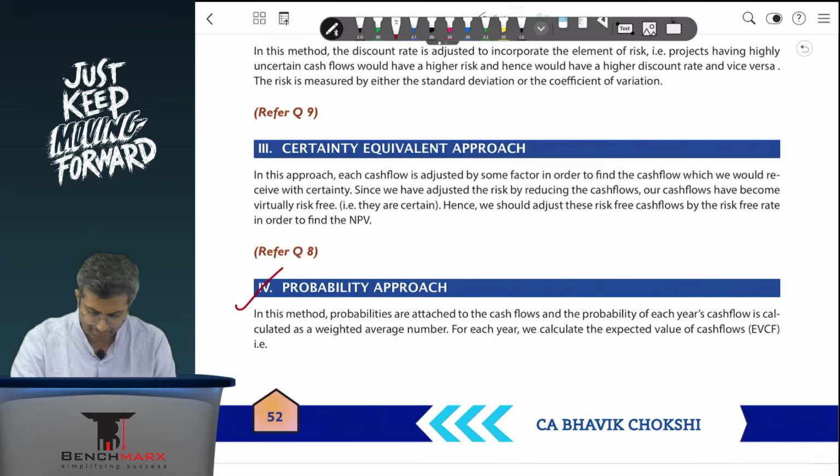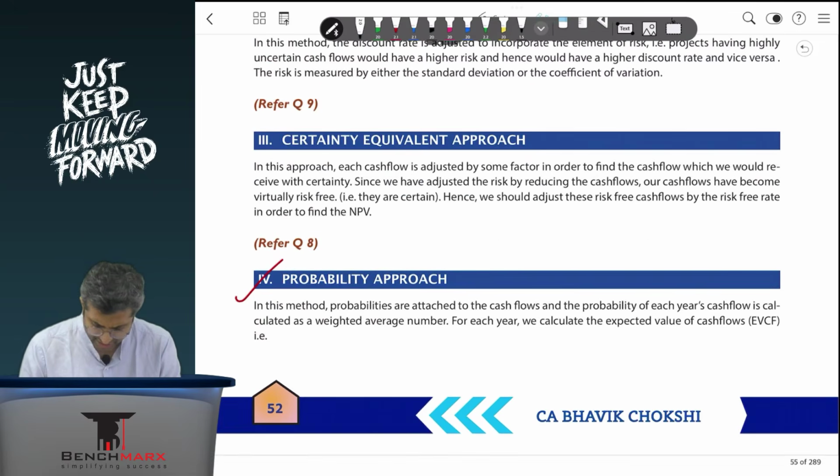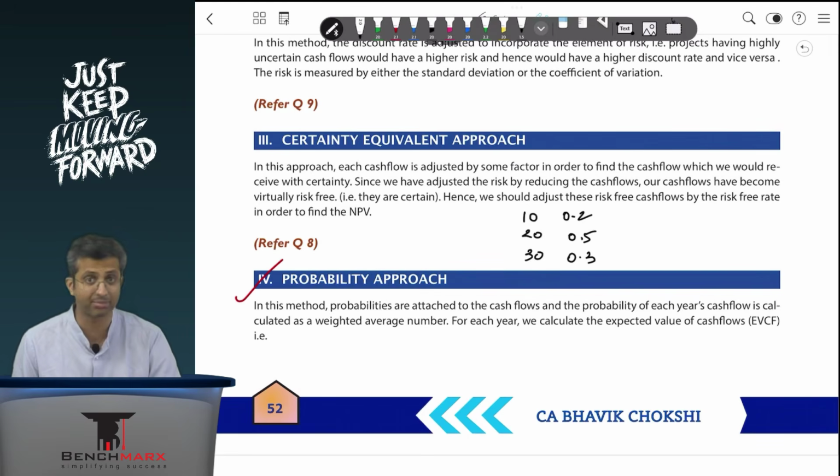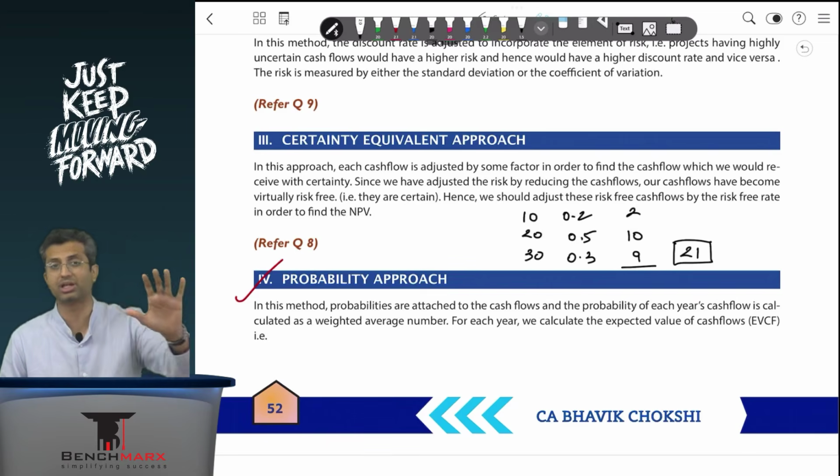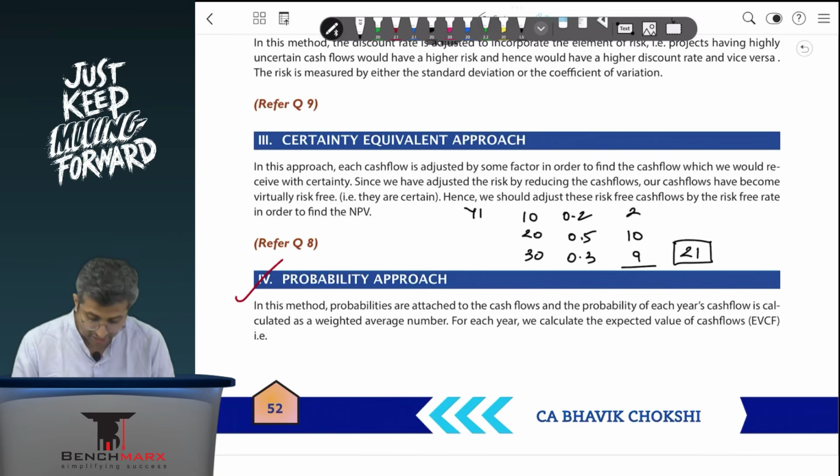So for example, if your cash flows were 10, 20 and 30, and the probabilities were 0.2, 0.5 and 0.3, then your expected cash flow would be 10 into 0.2, that is 2, plus 20 into 0.5, that is 10, plus 30 into 0.3, that is 9. And hence, if my calculation is correct, your expected cash flow will be 21. This will be, let's say, the cash flow for year 1.